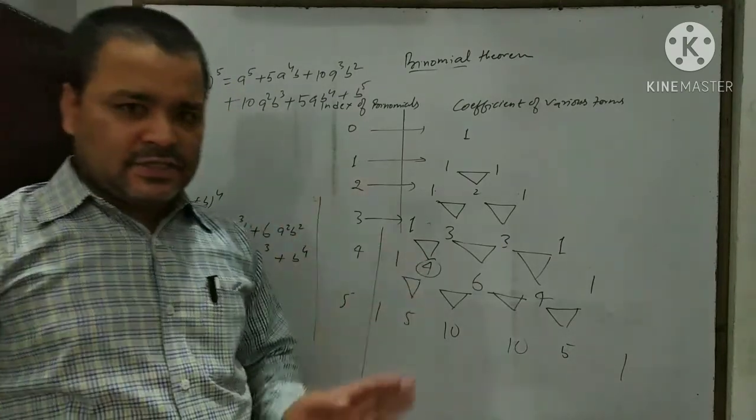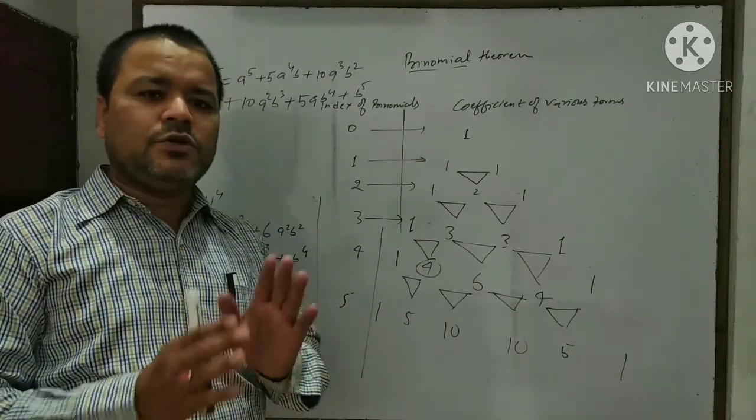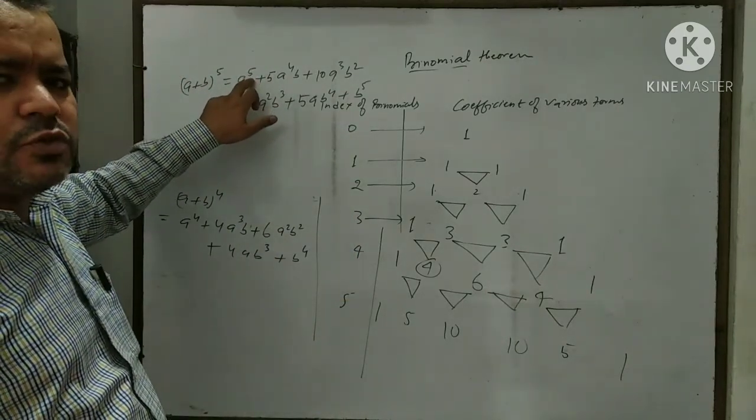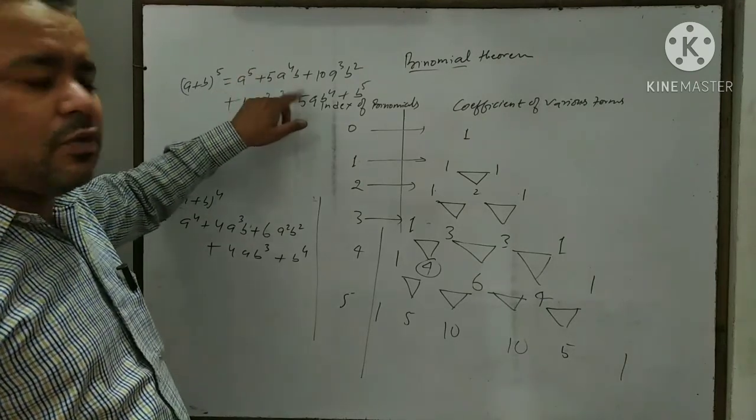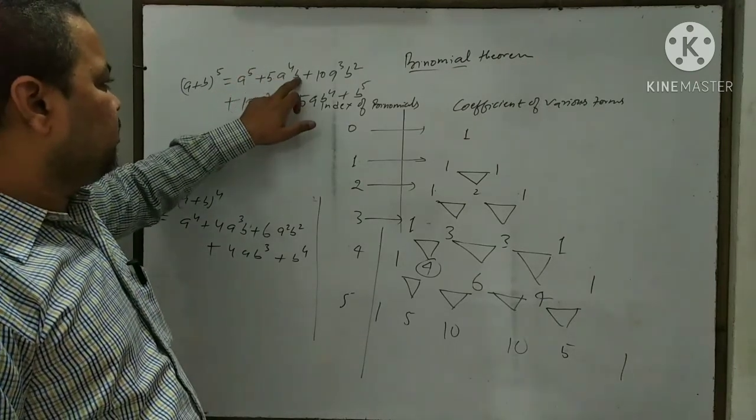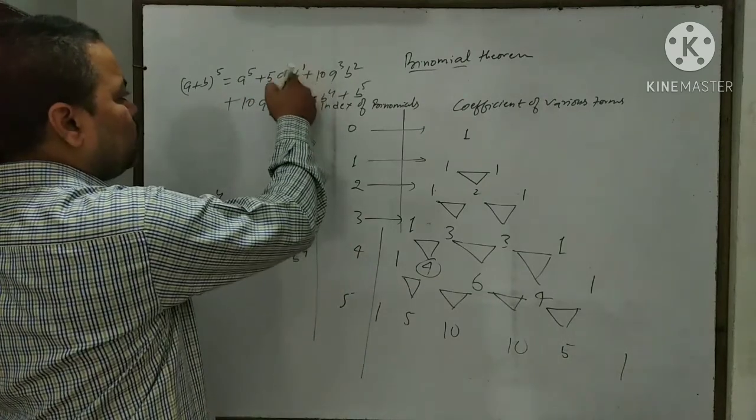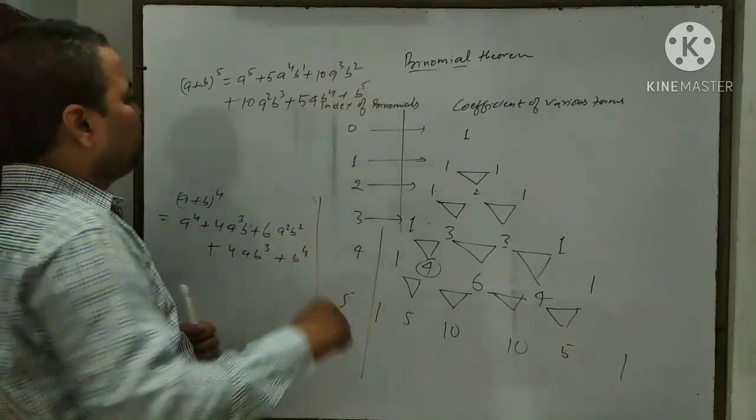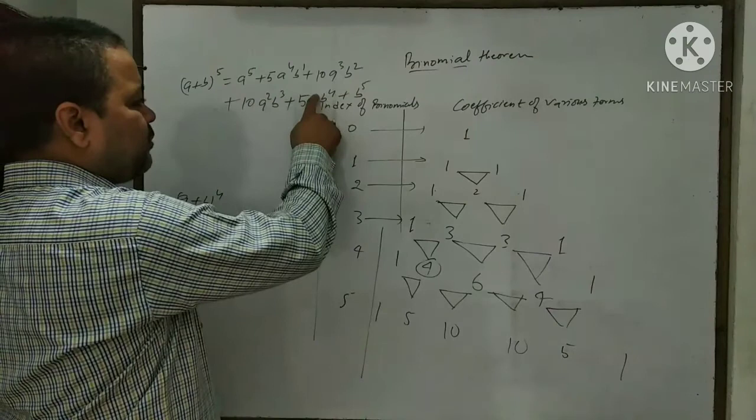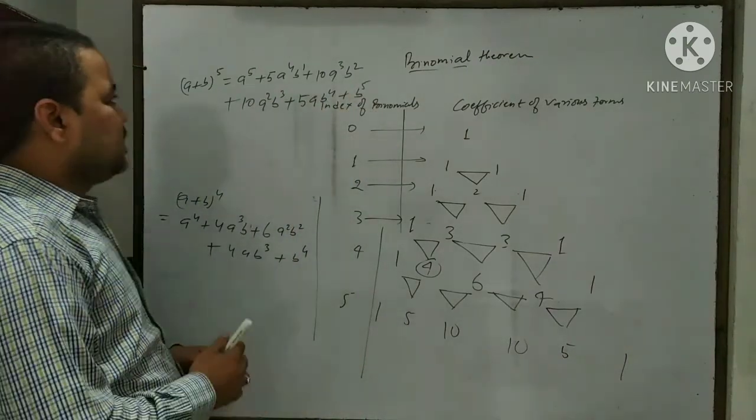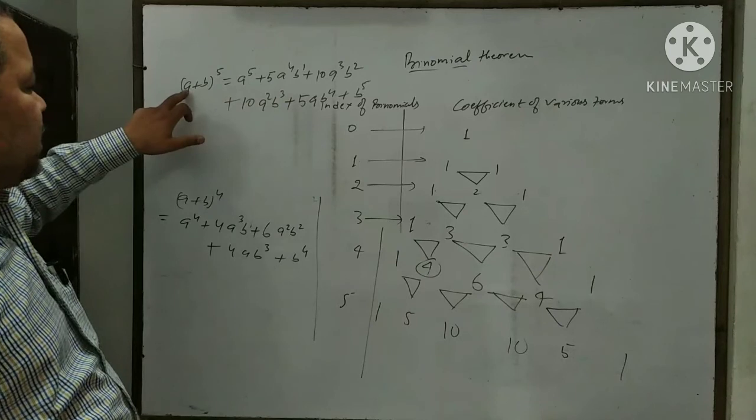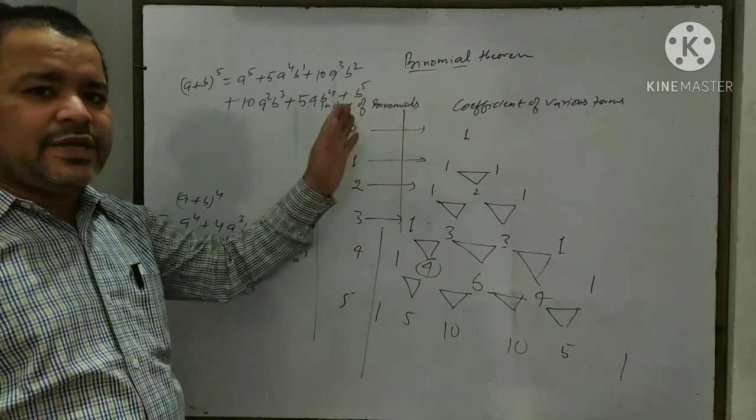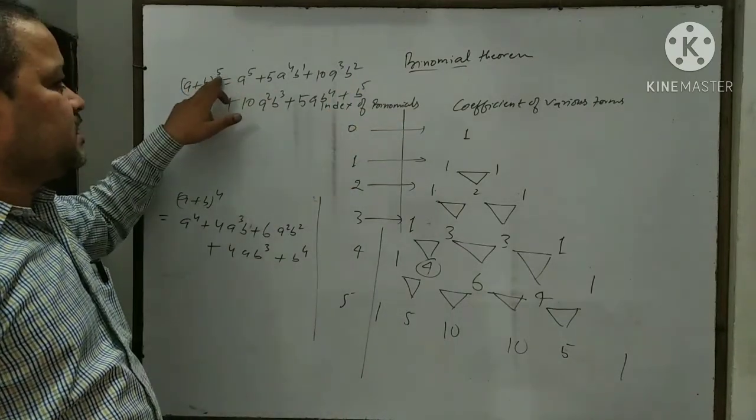One more thing we find here: the sum of the powers of a and b is equal to 5. Here a raised to the power 5, we can write b raised to the power 0 also, so 5 plus 0 is 5. Here a raised to the power 4, b raised to the power 1, then 4 plus 1 is 5. A raised to the power 3 and b square, so 3 plus 2 is 5. Again 2 and 3 is 5, 4 and 1 is 5, and here 5. It means if we add the powers of the first term and the second term, we get the index of the binomial, that is 5.